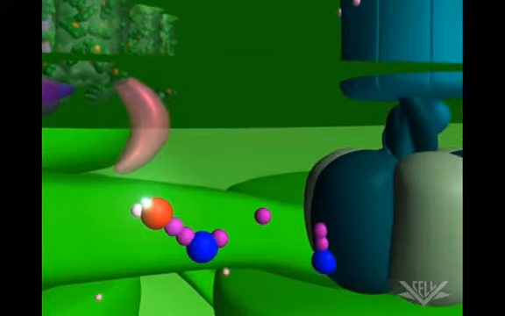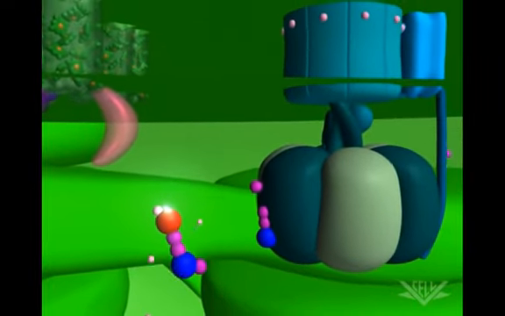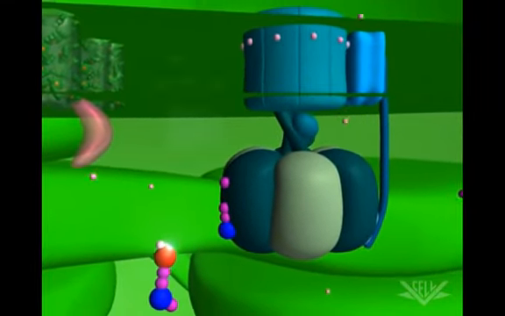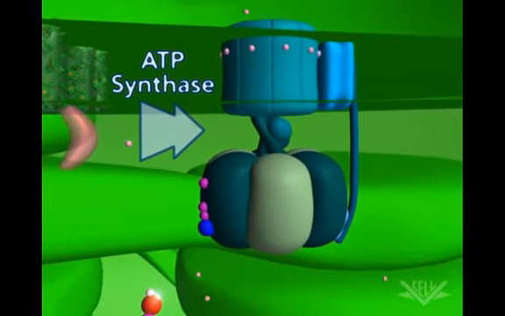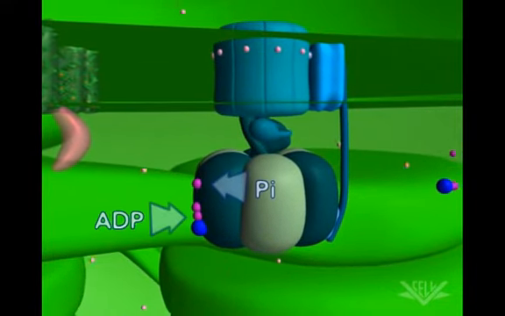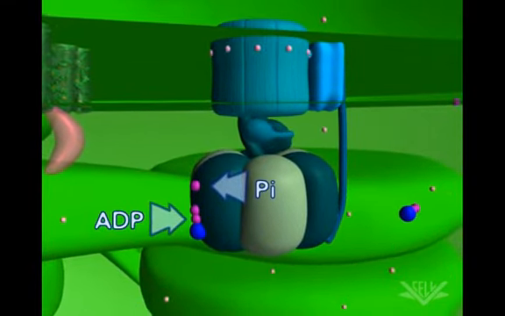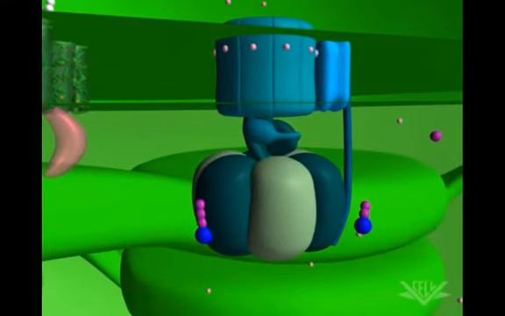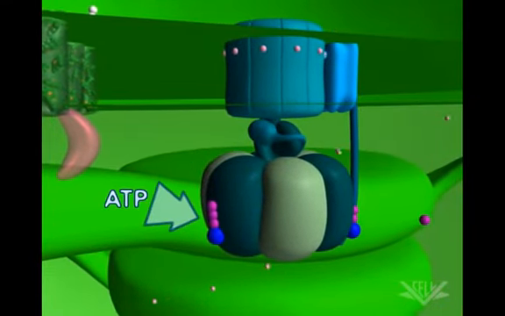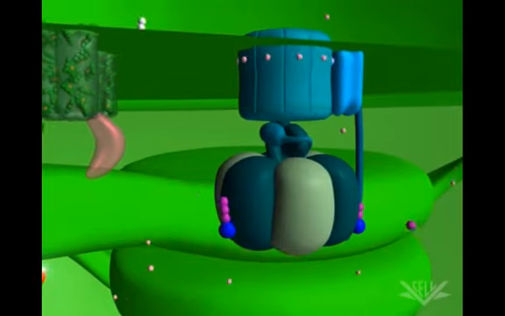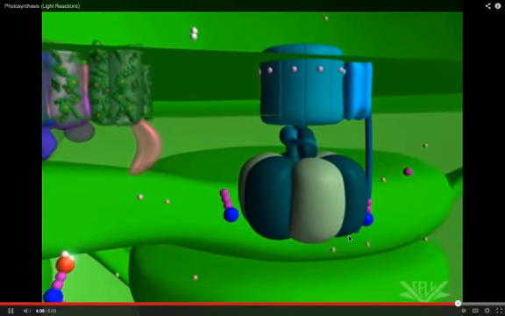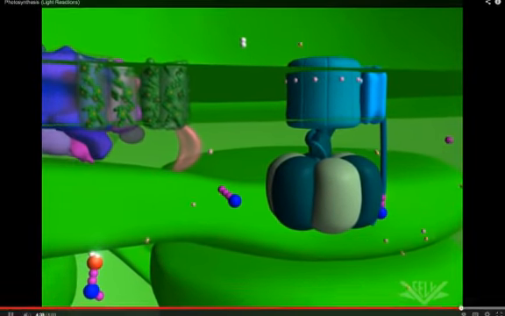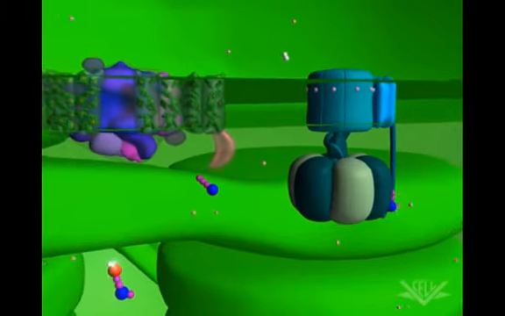The gradient created by the electron transport chain is utilized by ATP synthase to create ATP from ADP and Pi. This is similar to the way ATP is synthesized in the mitochondria. ATP, NADPH, and molecular oxygen are the final vital products of photosynthesis.